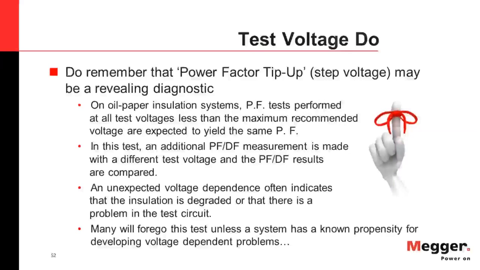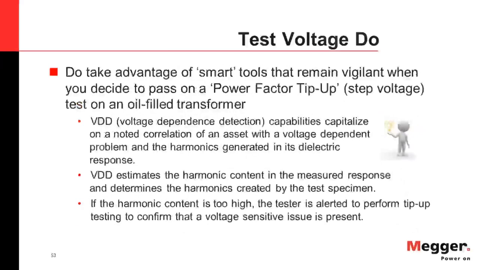The so-called voltage dependence detection capability works by capitalizing on a noted correlation between an asset that has a voltage-dependent problem and the harmonics generated in its dielectric response. The voltage dependence detector estimates the harmonic content in the measured response and then determines the harmonics created by the test specimen. And if that harmonic content gets too high, it alerts the tester to perform tip-up testing to confirm that a voltage-sensitive issue is present.